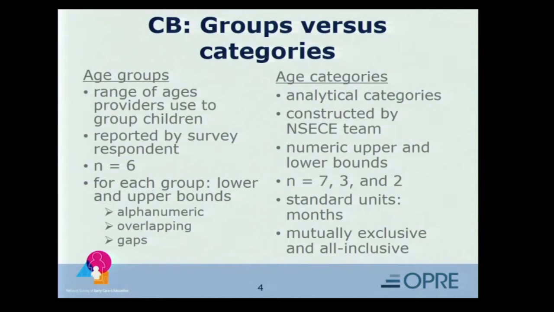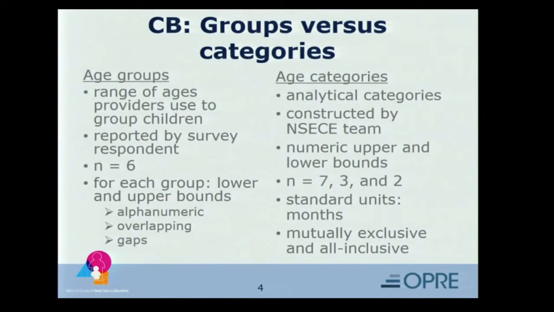On one hand, we gave maximum flexibility to the center-based respondents in terms of reporting how they group kids in their center. And they were allowed to give up to 6 different age groups. And we did not impose particular age categories, but rather they reported age of child in the way that it actually happens in the center. And age categories, on the other hand, were a way for us to standardize and create uniform categories across different centers that will facilitate the analysis.